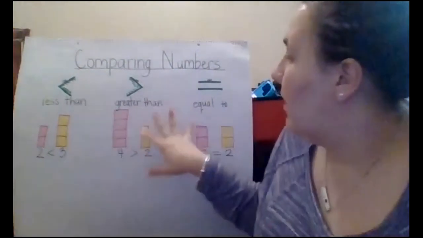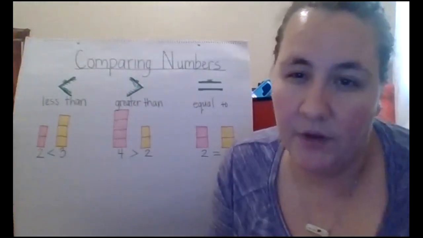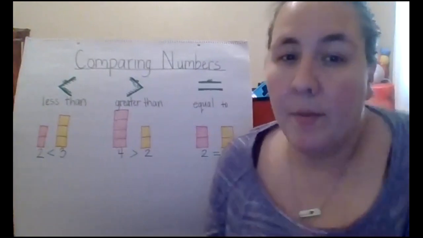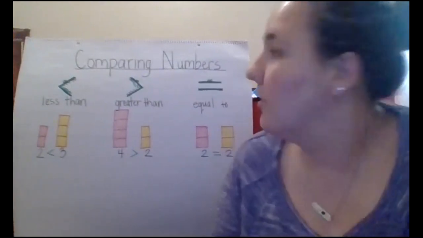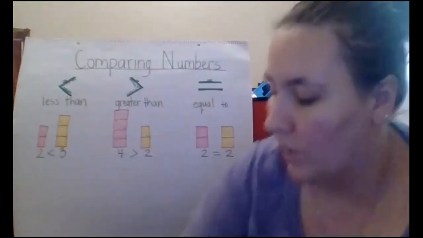So I made our anchor chart that we had in our classroom. I made a smaller version so that we could fit it in the video. But just to remember about our alligator when we're comparing numbers. So our alligator for our less than sign is going towards our bigger number.